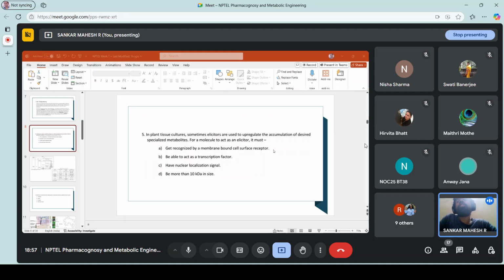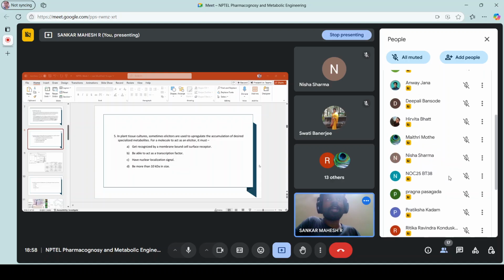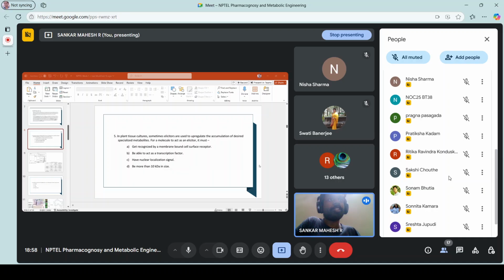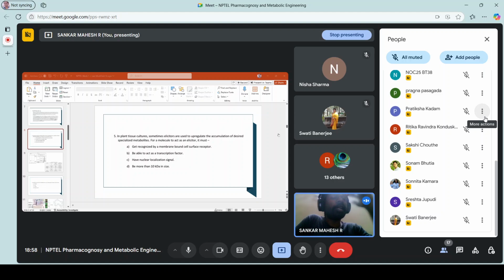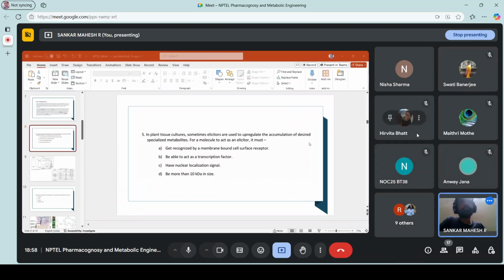And option B states that it should be able to act as a transcription factor. So does anyone here know what transcription factors are? Dipali, Anve, Hirvita, Maitri. You can unmute if you know what a transcription factor is. Others can also try. Pratiksha, Ritika, Sakshi, and others. Yeah, Nisha, do you know what a transcription factor is?